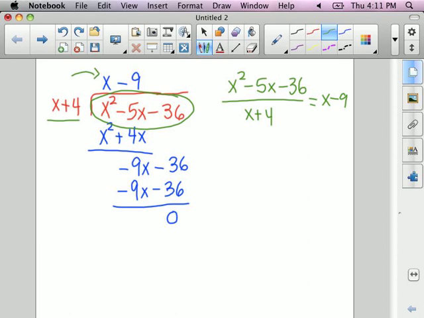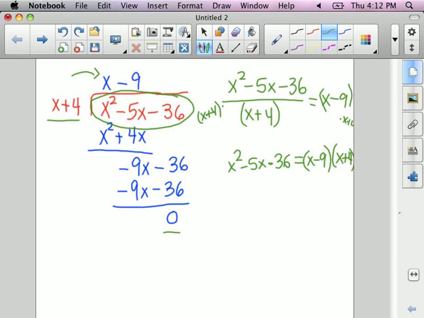Now, another way of writing this picture, and notice, by the way, there was no remainder, so I didn't bother with that. It goes in evenly. If we were to take the bottom on the right side here and multiply both sides by x plus 4 to get it out of the denominator, we end up with x squared minus 5x minus 36 equals x minus 9 times x plus 4. So basically, if we multiply those things together, we get x squared minus 5x and then minus 36.